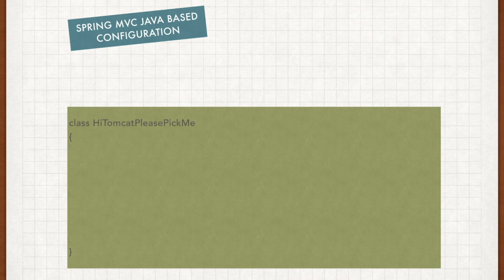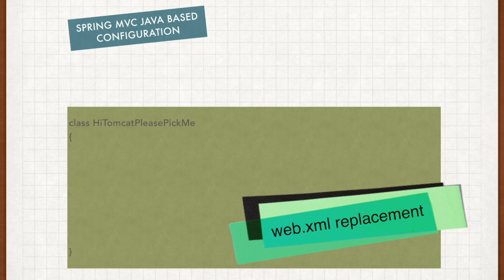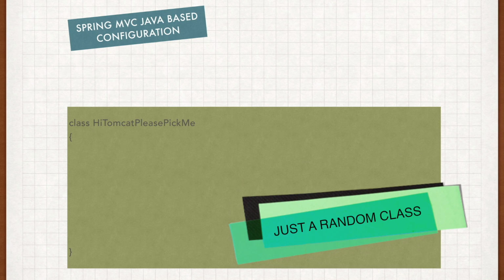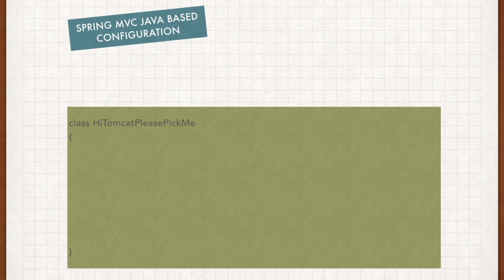So as I said, if we are not using the web.xml, where are we going to configure our important information? And obviously we have to write a class in Java to configure it. So here is a question for you. If I write a class, saying hi Tomcat, please pick me, my web.xml gets automatically picked up by Tomcat. I do not have to do anything special to tell Tomcat, hey Tomcat, please pick the web.xml file. Tomcat will do it automatically.